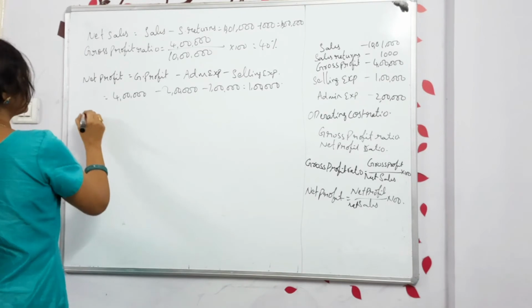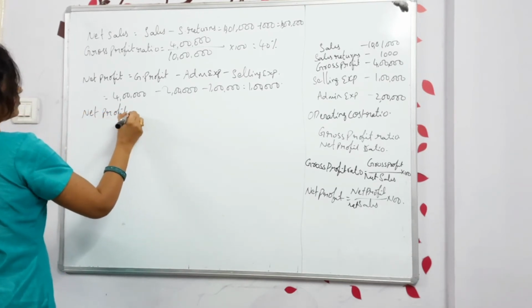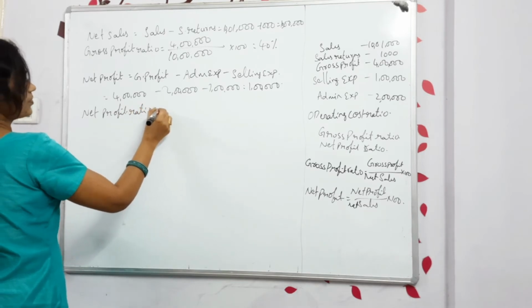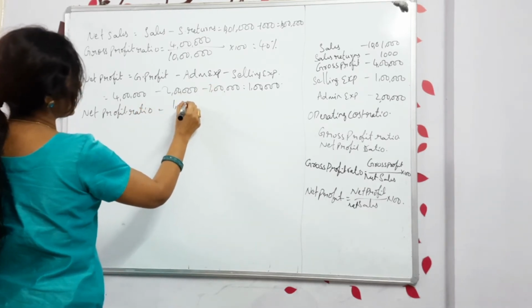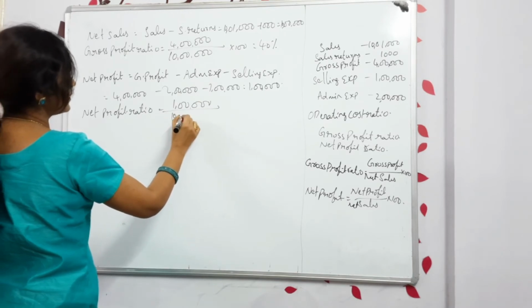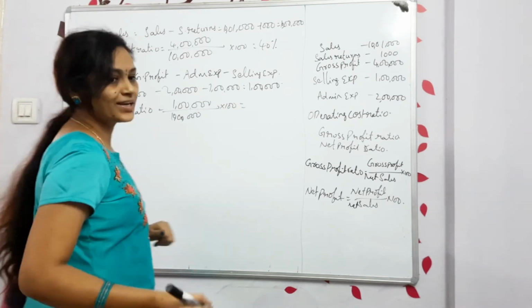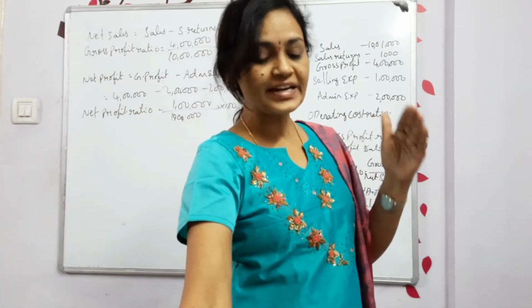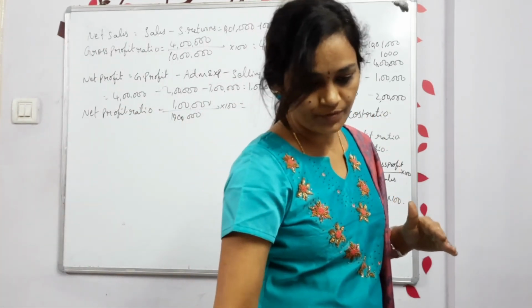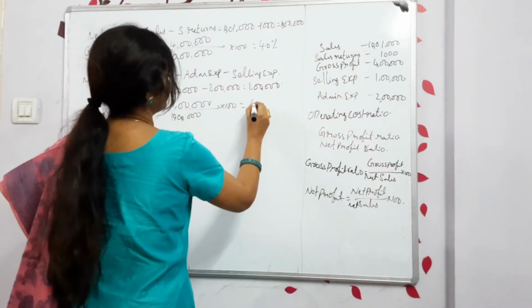Now let's find out what is net profit ratio. Net profit ratio is equal to net profit 1 lakh divided by net sales 10 lakh into 100. How much you will get? 1 lakh divided by 10 lakhs into 100. You will be getting 10%.